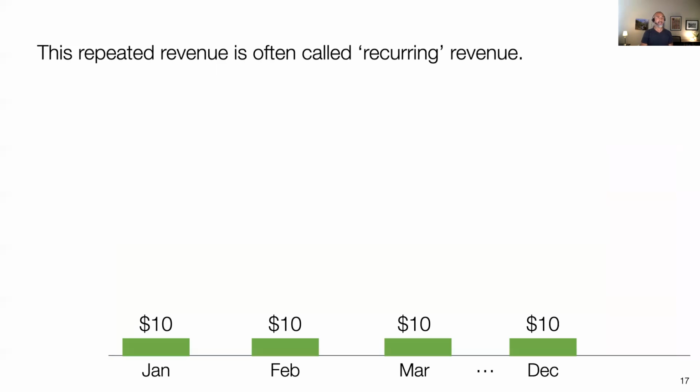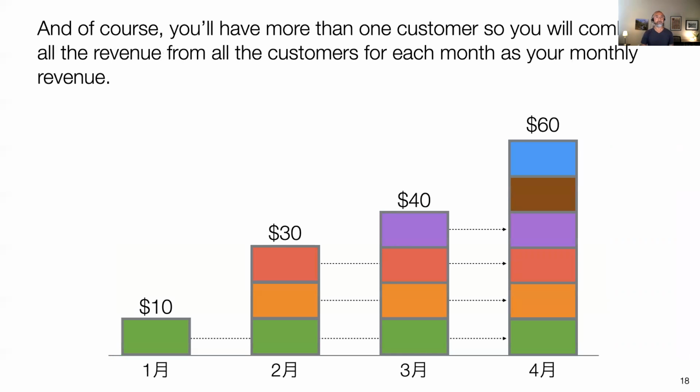And then this repeated revenue is often called recurring revenue. And of course, you have more than one customer. Sorry, I somehow put Japanese on the x-axis, but it's actually January, February, March, April. But you have more than one customer.